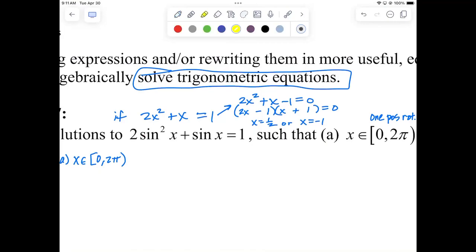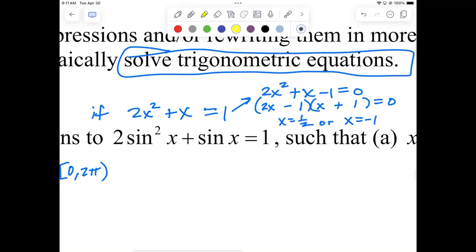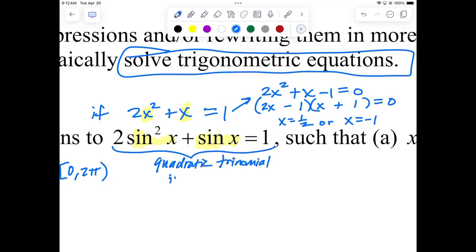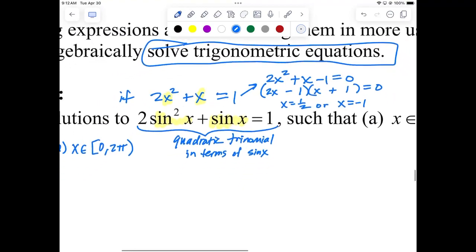Well, guess what? It's very similar to that, except instead of x, we have sine of x. It works the exact same way. This is nothing more than a quadratic trinomial in terms of sine of x. That's it. So we're going to solve it the exact same way.